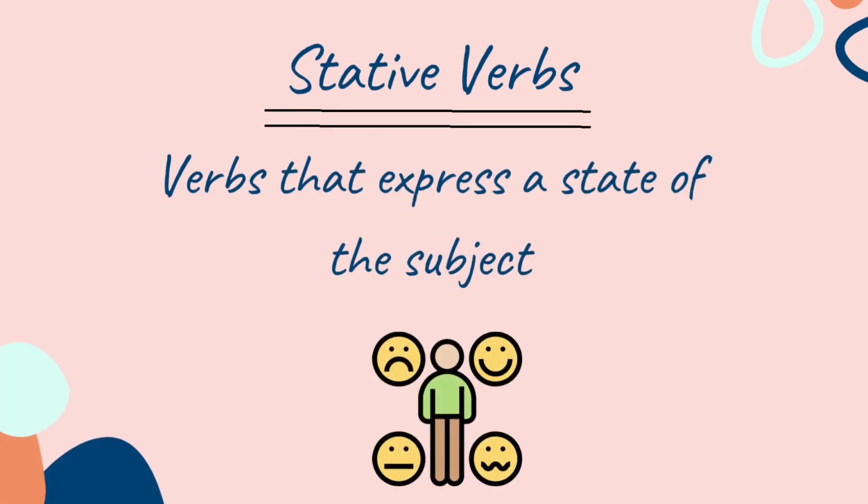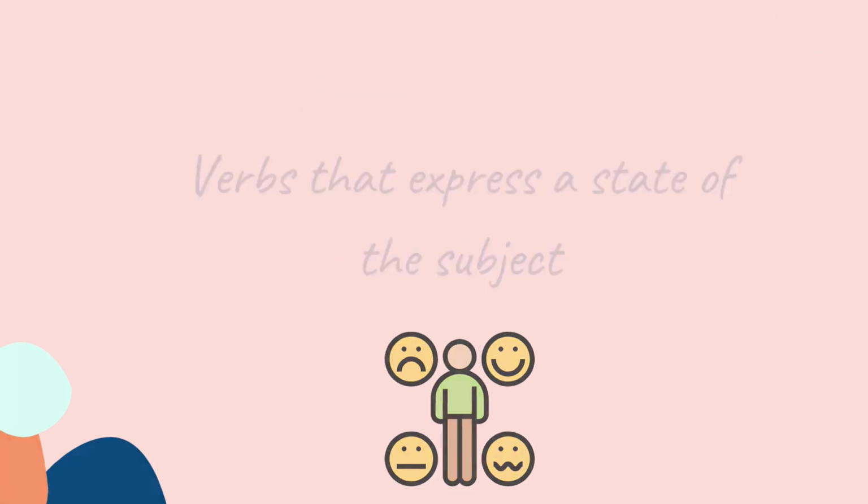Now, let's learn about stative verbs. What are stative verbs? The verbs that express a state of the subject are called stative verbs. Stative verbs do not refer to a physical action. They express a state or condition of the subject. Let's look into some of the examples of them.